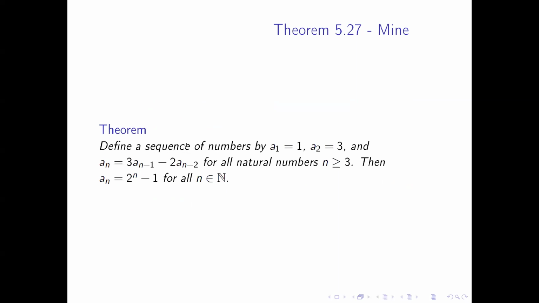So here's a sequence of numbers. I have a sub 1 equals 1, a sub 2 equals 3, and a sub n equals 3 a sub n minus 1 minus 2 a sub n minus 2. And I want to say that this formula, a sub n equals 2 to the n minus 1, is true for all values bigger than or equal to 3. I want to prove it's true for all n that are bigger. So here's where we can kind of get funky. First, let's start with our base case. In fact, it's not base case, it's going to be base cases.